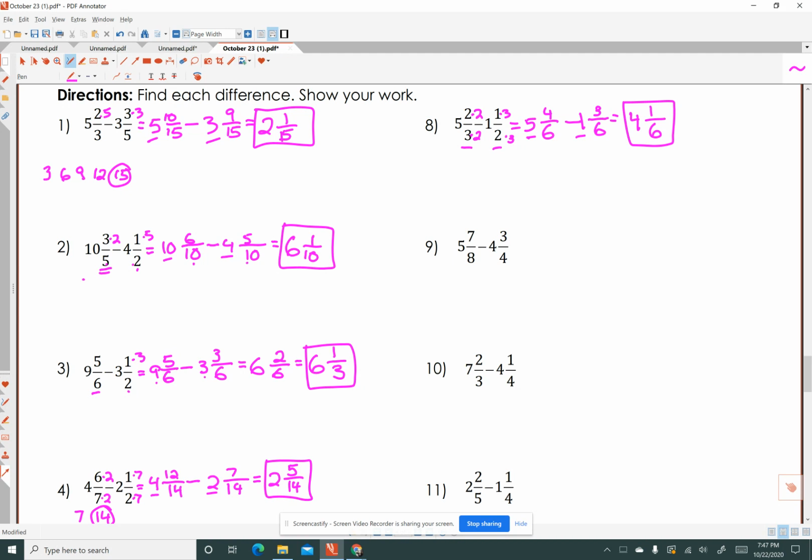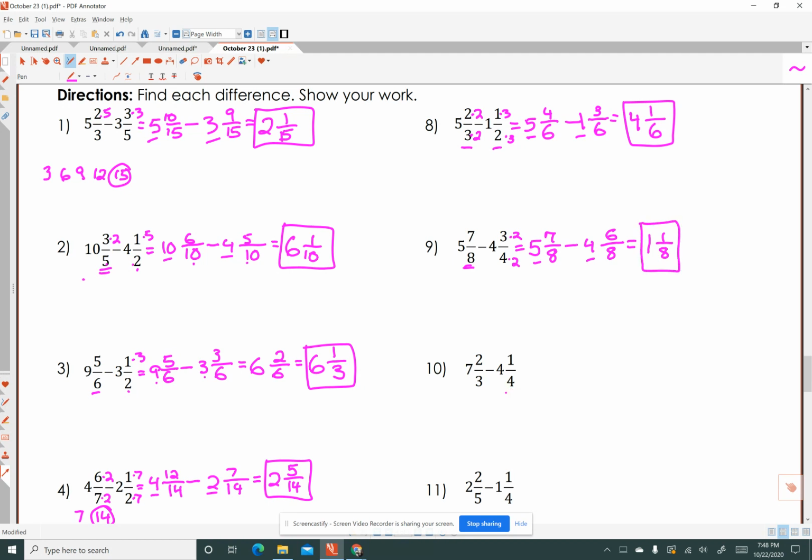Number 9. 8 is a multiple of 4, so we don't need to change that first fraction just yet. So we'll keep it at 5 and 7/8 minus 4. Now, 4 times 2 is 8. 3 times 2 is 6. And now, 5 minus 4 is 1. We're working with 8ths. 7 minus 6 is 1. So 1 and 1/8 is the final answer.